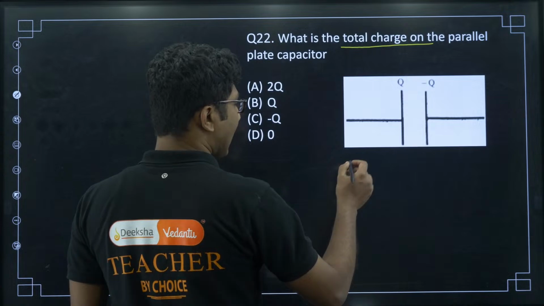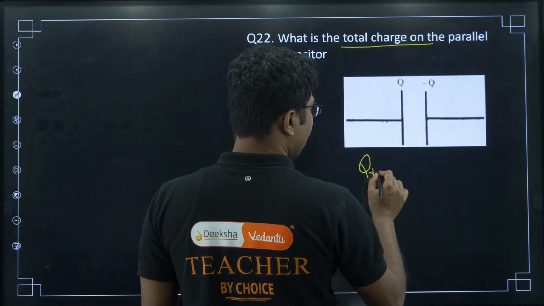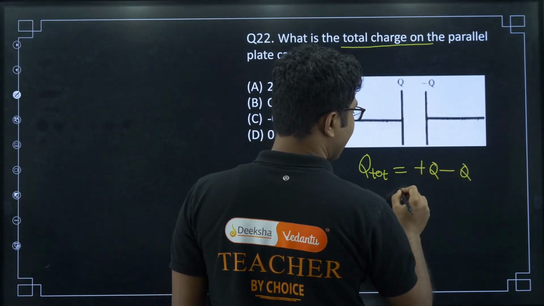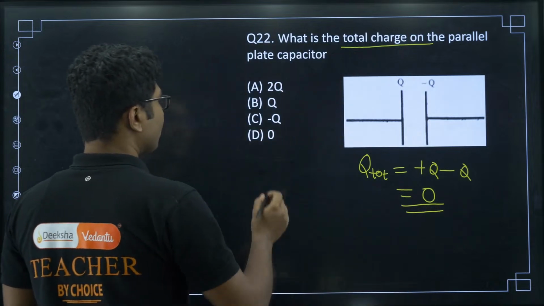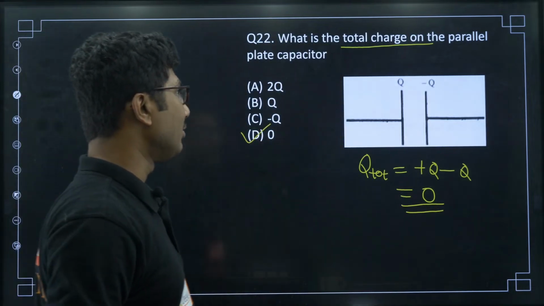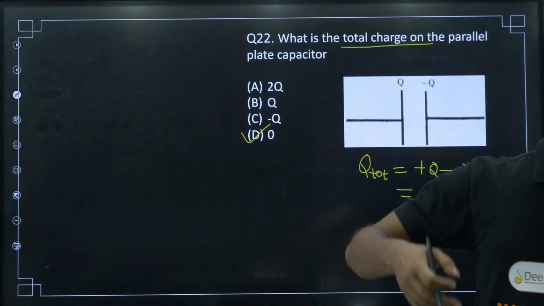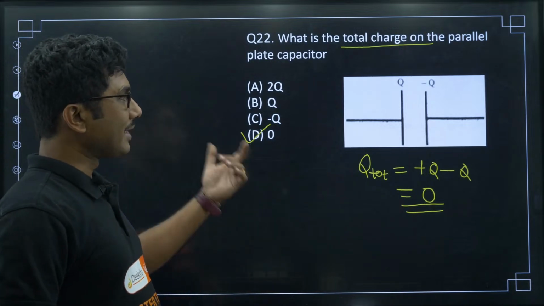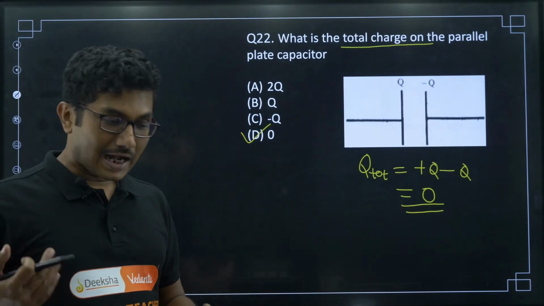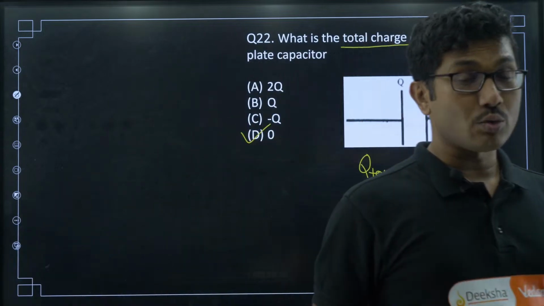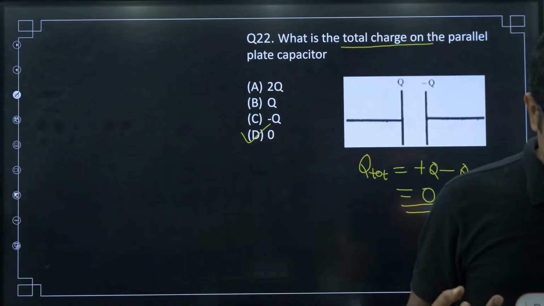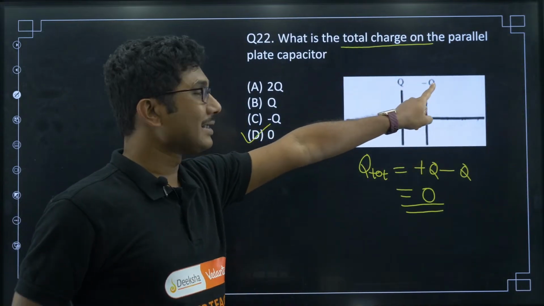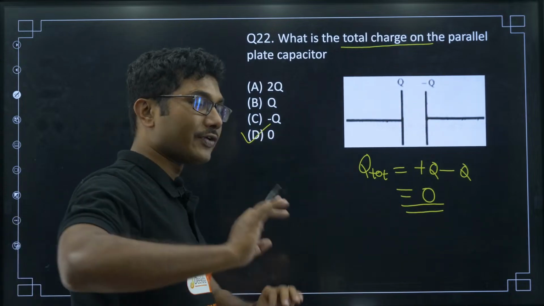Total charge in a parallel plate capacitor is basically plus Q minus Q, that is 0. The charge of a capacitor is Q, but the total charge of a capacitor is always 0. If they have mentioned total charge, then obviously it will be 0. Not 22A, total charge is Q minus Q, that is 0. You have to remember the total charge of a capacitor is 0.